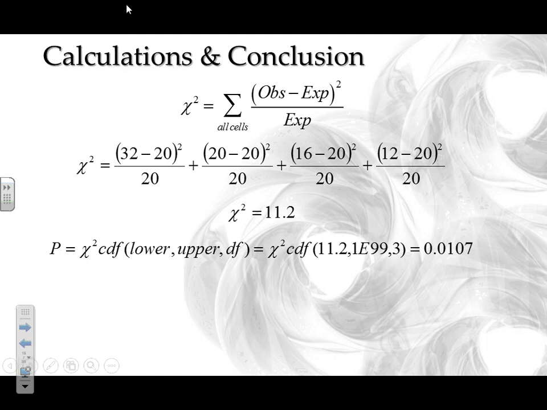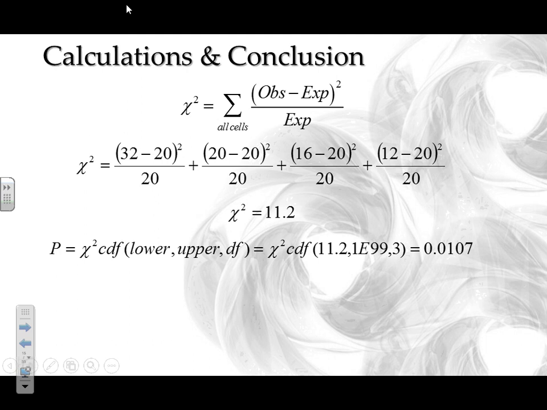Okay. So on these types of problems, when you're working the chi-square CDF function on your calculator, the lower bound will always be your chi-square value. The upper bound will always be 1e to the 99, and then the degrees of freedom is just something you have to calculate each time. Okay. So what we just calculated there is our p-value.